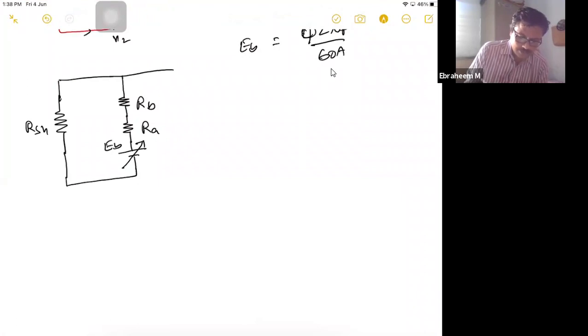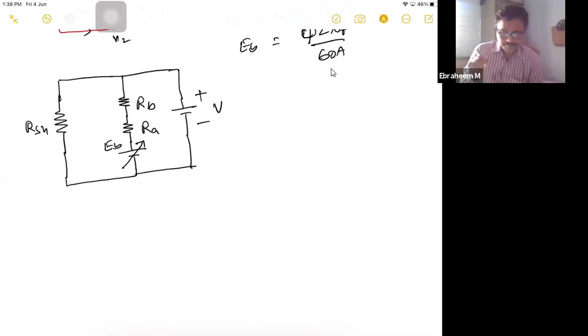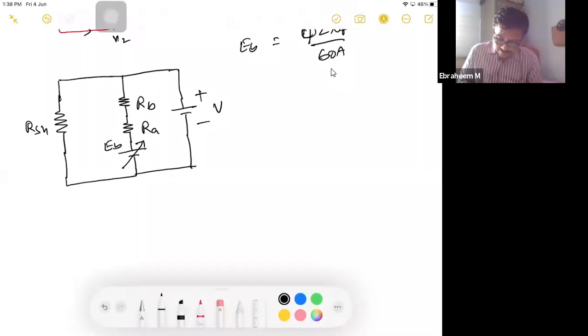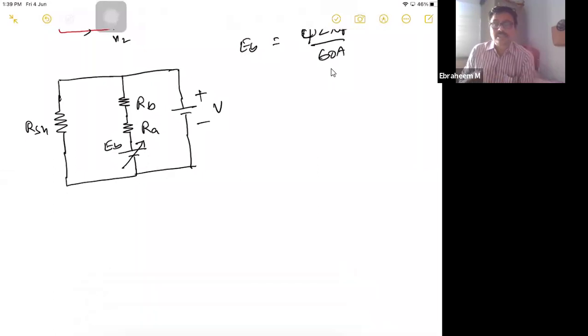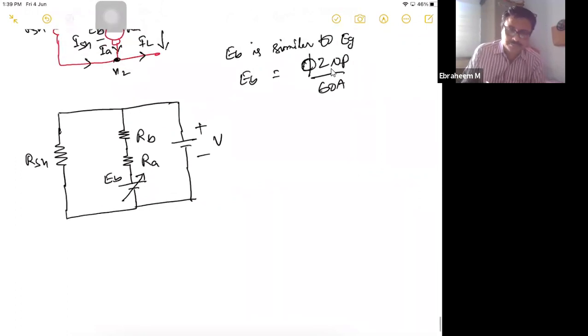Okay. Now here, the supply we are giving is not a load. So plus minus V. Clear? So what we have drawn is a simplified circuit of a DC shunt generator only for the understanding purpose. I'm repeating, you don't draw this type of circuit anywhere, right? So this EB is given by PZNΦ by 60A.